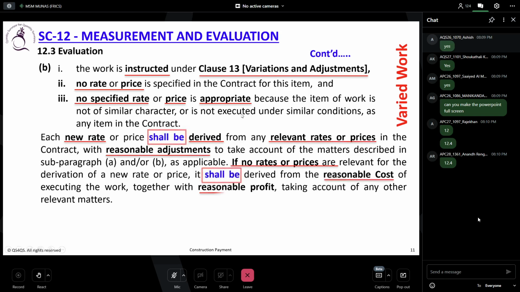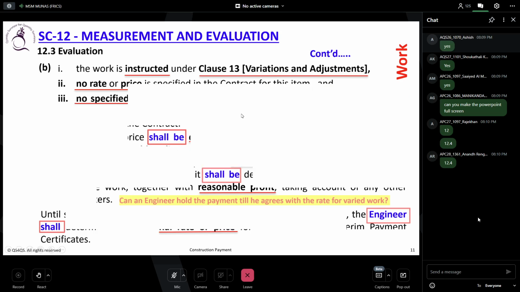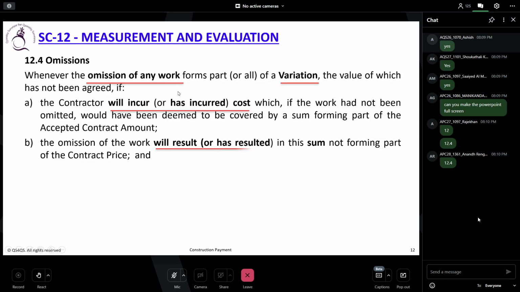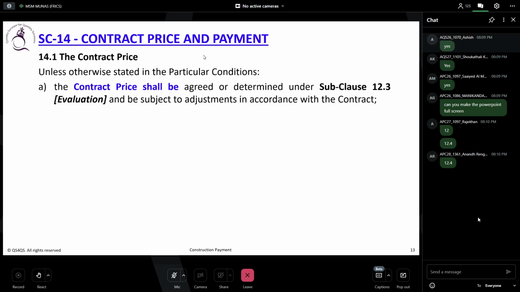Then we have to continue with subclause 14. So we are done with subclause 12 completely, if you can remember. So now we'll continue from subclause 14. All of you go to the page number. What is the page number?